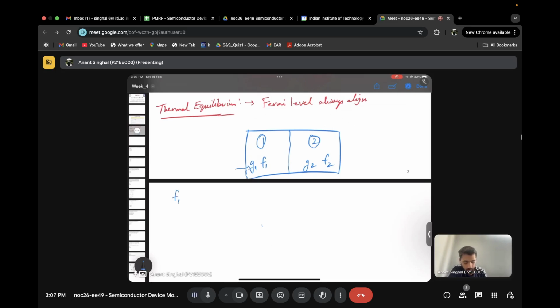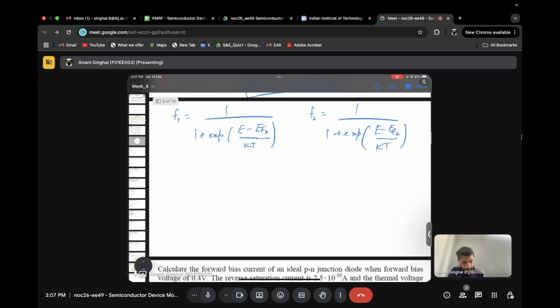And we know that F1, which we derived in the last lecture also, is 1 upon 1 plus exponential of E minus EF1 over KT, and F2 is 1 upon 1 plus exponential of E minus EF2 over KT. So we already know now that the concentration is given by the multiplication of the density of states with the Fermi function. So in terms of electron concentration of this material, it will be G1 times F1, and similarly for the second material, it would be G2 times F2.